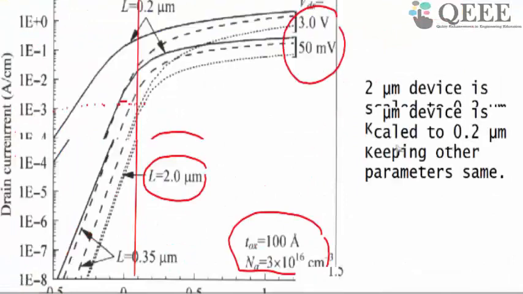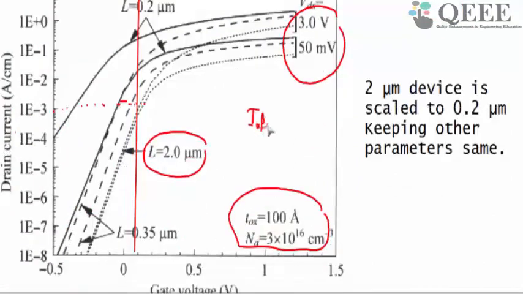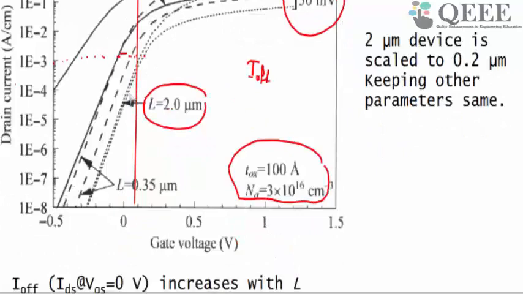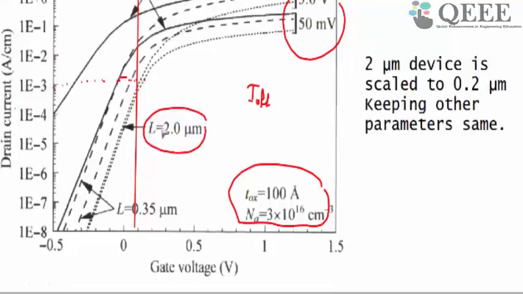There is another parameter known as the off current of the transistor. That is the current when your gate voltage is 0. If your gate voltage is 0, what is the current flowing through the transistor? You may wonder why there is a current, because our drain voltage is not 0. If all the biases are 0, then there is no current. But if your gate voltage is 0 and substrate voltage is 0, but some drain voltage is present, there is some current flowing through the device because of the subthreshold current.